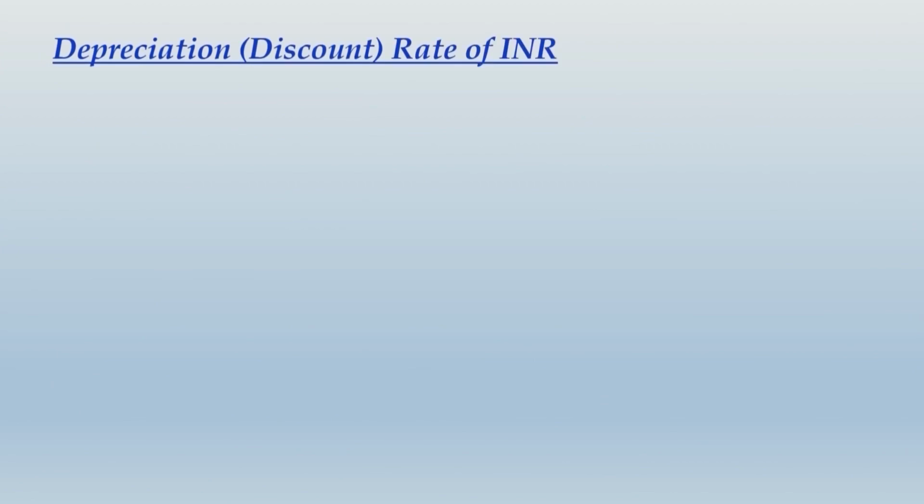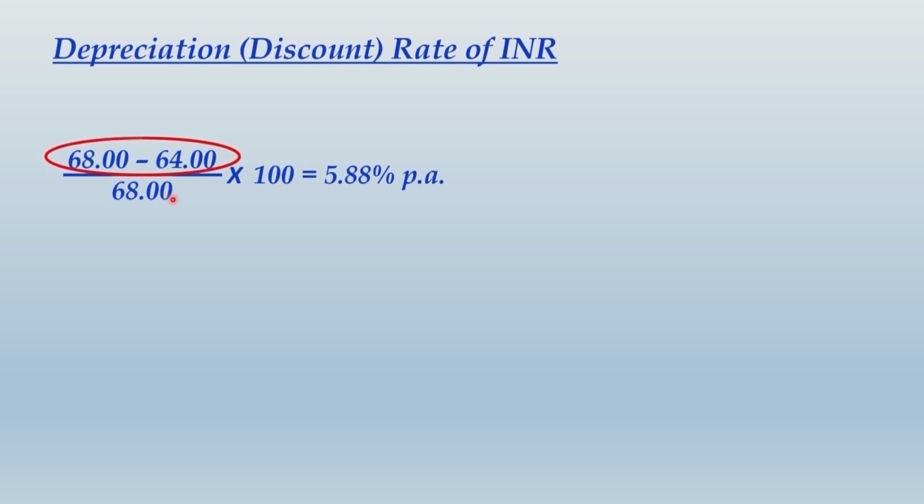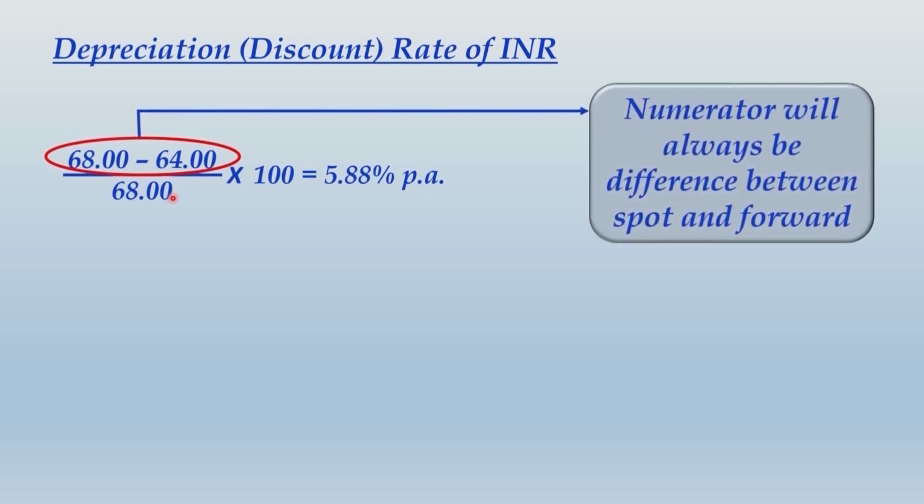Alright friends, let us move ahead, and what we get now is the later part, that is depreciation or discount rate of INR. You would continue to have the numerator as same, that is difference between the spot and forward, so it will be still 68 minus 64. Look into one thing, the denominator what we have taken now is not the spot rate, it is forward rate. So what you get is 5.88% per annum. So what is the explanation for the numerator? Same thing, right? You would write numerator will always be difference between spot and forward, and denominator this time you have not taken as spot, denominator is forward.